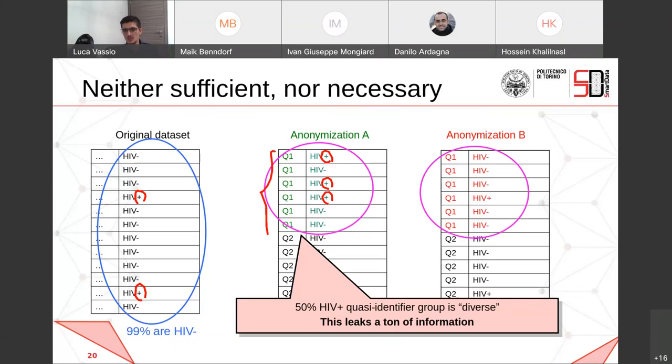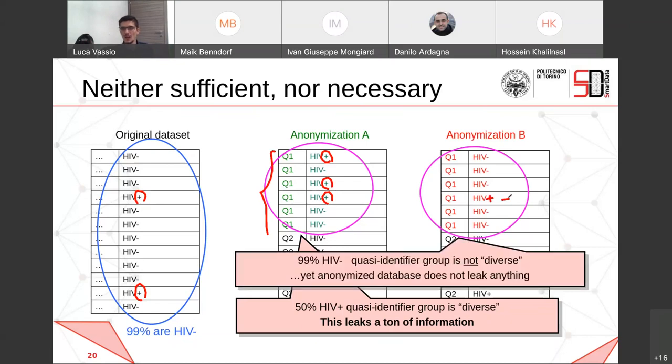However, it's not even necessary, because suppose that we have an equivalence class that has all negative ones. Here there is one positive, but you can imagine even all negative. In this case, this won't be L-diverse, even for L equal to 2. However, given the fact that most people were already HIV negative, it will not really leak a lot, because you know a priori that most of the people were HIV negative. You know now that most of the people with this quasi-identifier are HIV negative.